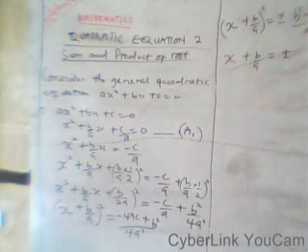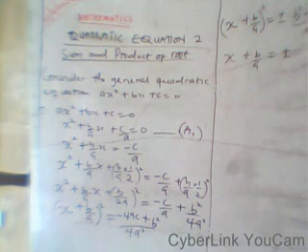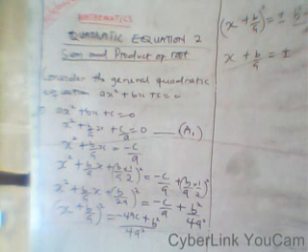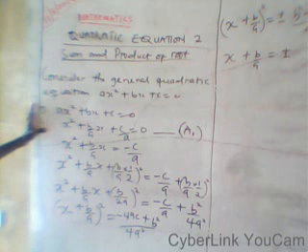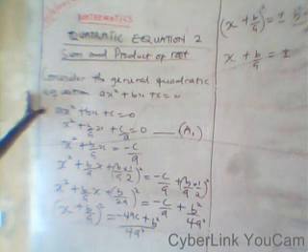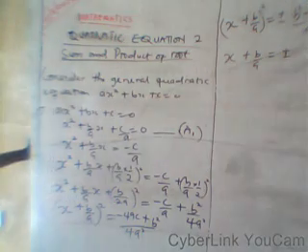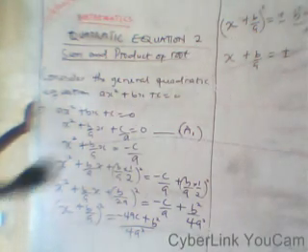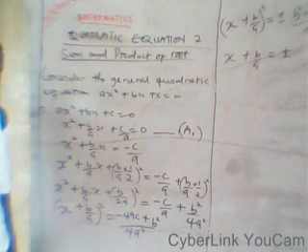So today we are going to discuss quadratic equations 2. Under it, we talk about the sum and product of roots. Before we move on, remember last time I taught you how to derive the general quadratic formula from the general quadratic equation. So I will quickly go back to that. Let's consider the general equation ax squared plus bx plus c equals 0.